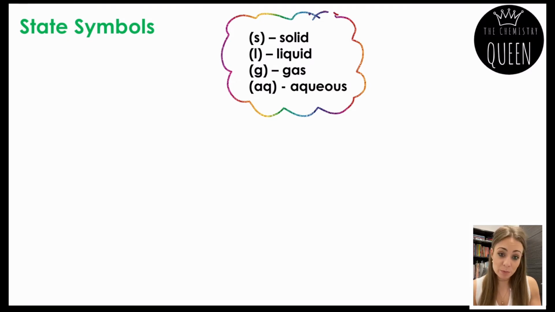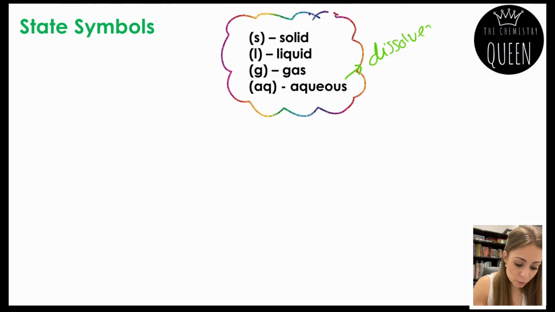So the state symbols in a chemical equation tell us what state the element or the compound are in. And they're pretty obvious, they're pretty straightforward. So if you have an S in brackets, it tells you it's a solid, an L in brackets tells you it's a liquid, a G in brackets tells you it's a gas, and AQ tells you that it's aqueous, and aqueous basically means that it's been dissolved in water.